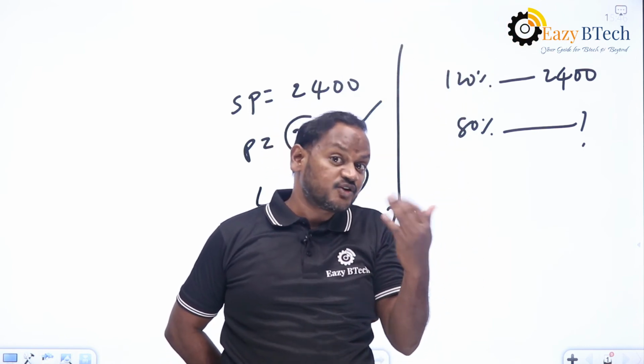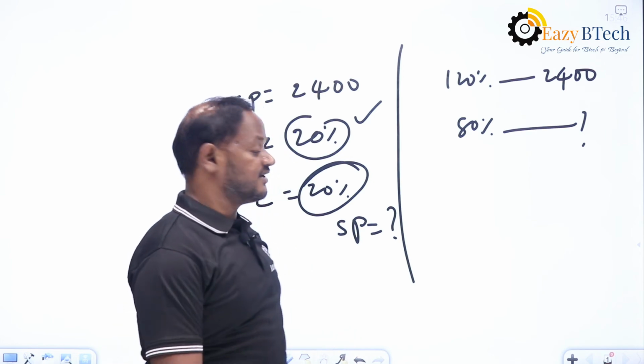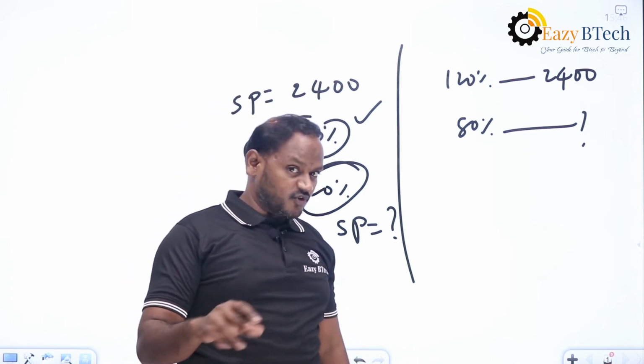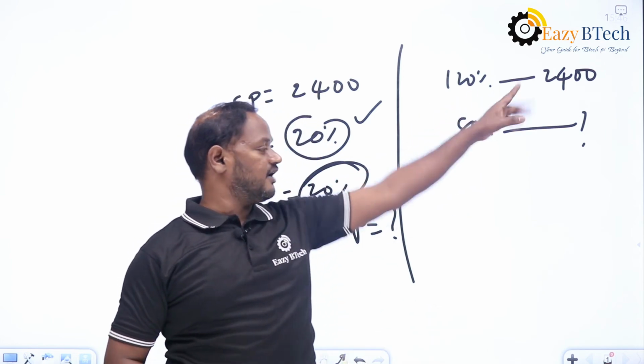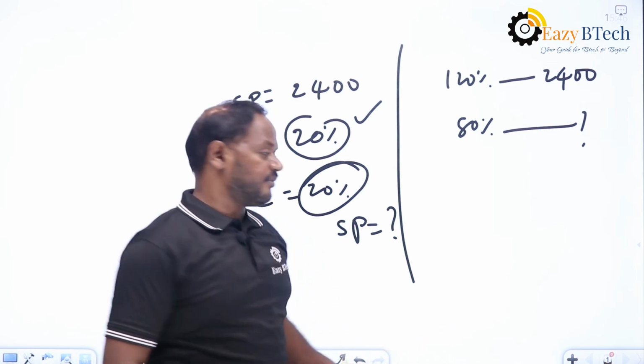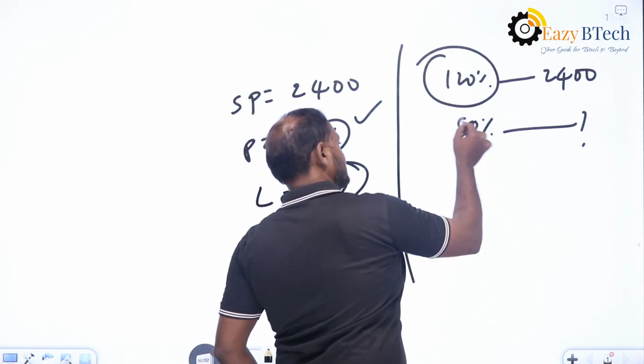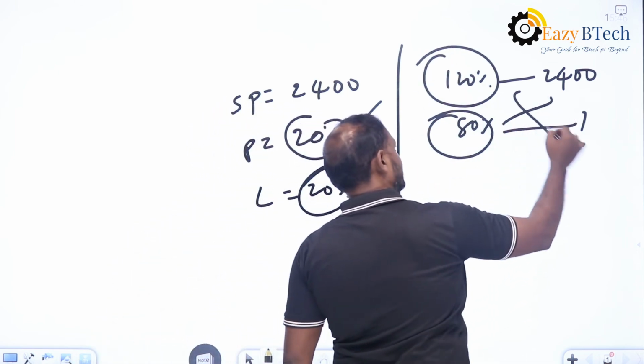80% value, because I need to get a 20% loss, right? Yes, good. Is there any confusion? No confusion, right? 120% value is 2400; what is the 80% value? Because one is profit mode and the other is loss mode, right? Just cross multiply and we will get the answer.